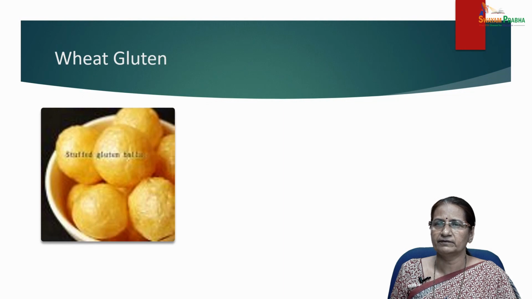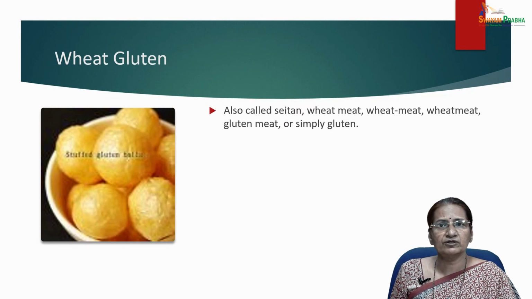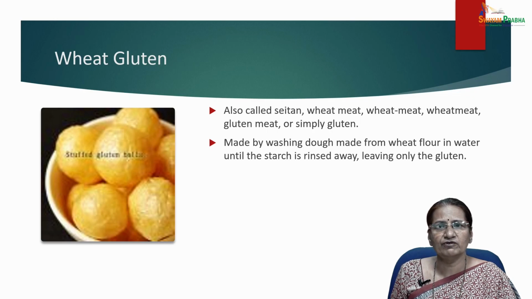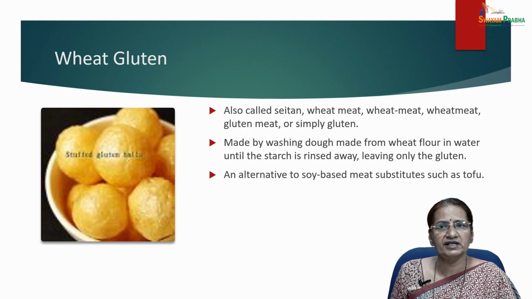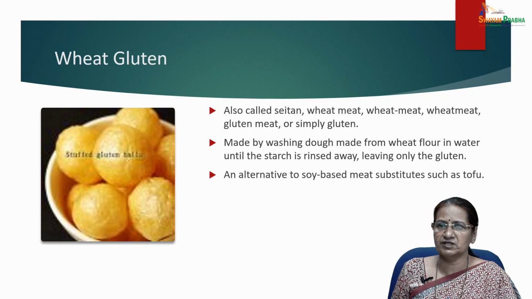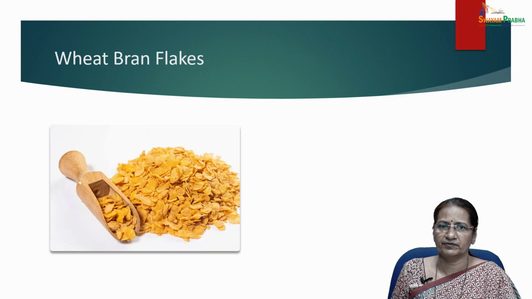Now wheat gluten. It is also called seitan, wheat meat, gluten meat or simply gluten. It is made by washing dough made from wheat flour in water until the starch is rinsed away, leaving only the gluten. It is an alternative to soya-based meat substitutes such as tofu.